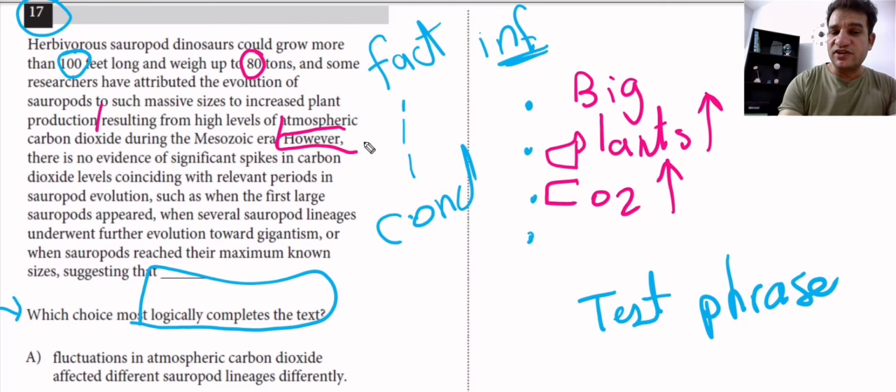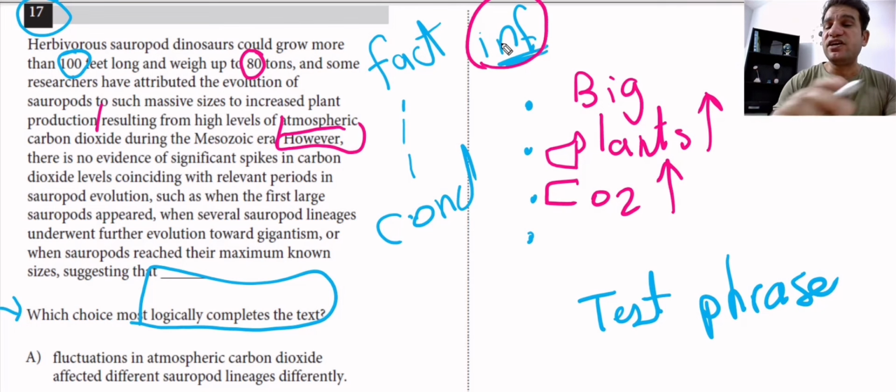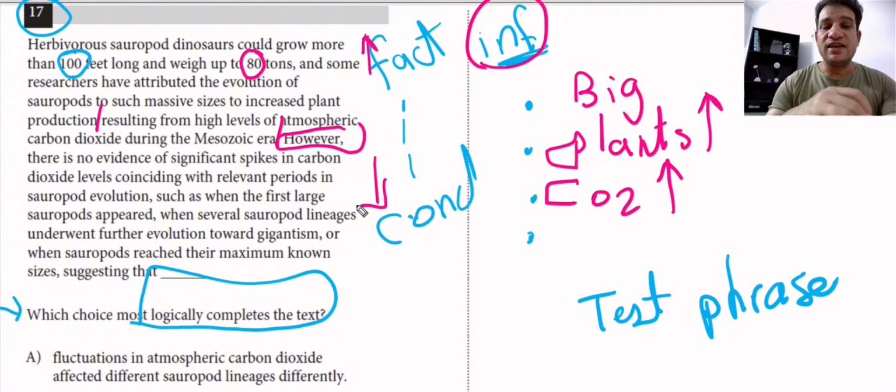However, this is very important, by the way. In inferences questions, it is very important for you to consider transition words or connection words like however, but, and so on, because they can give you a clue to tackle the questions. Because "however" here can tell us that what comes before it is the opposite of what comes after it. What comes before it says that the big size of these dinosaurs is because of the increased production of plants because of the high levels of carbon dioxide.